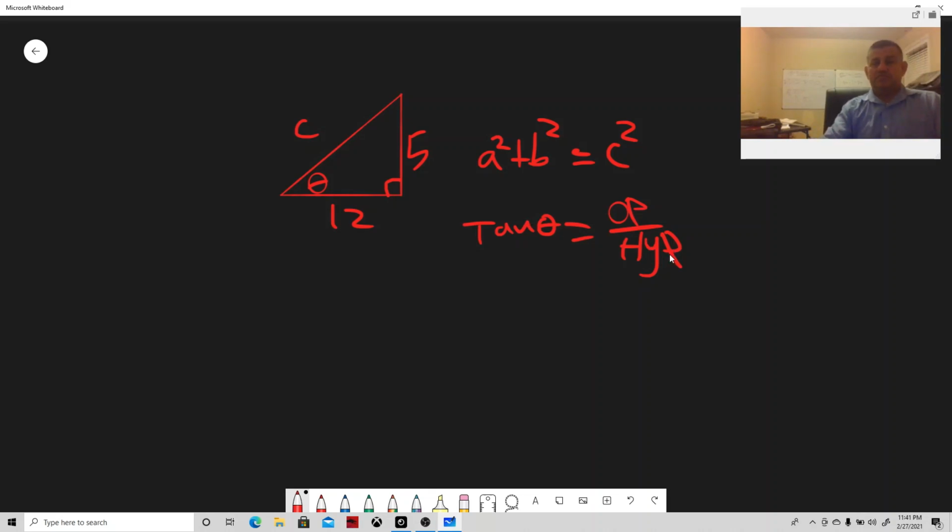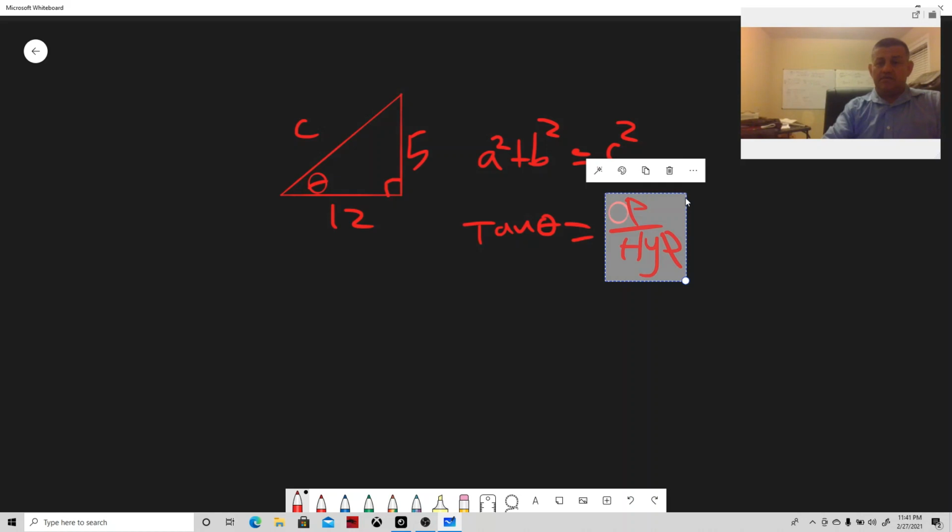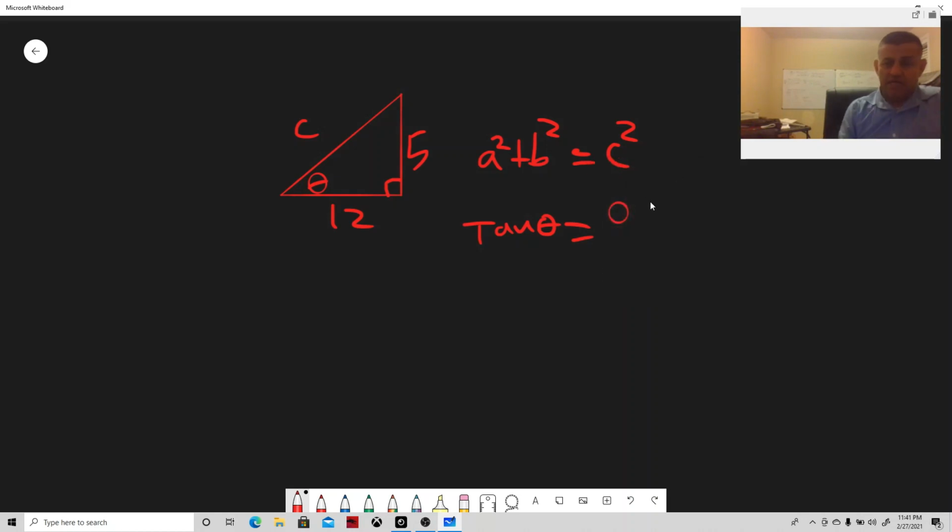Sorry, this is not the right thing right here. Let me just do this again. So it's opposite over adjacent, right? Opposite over adjacent, that's what it is. Now here we can actually find it easily.